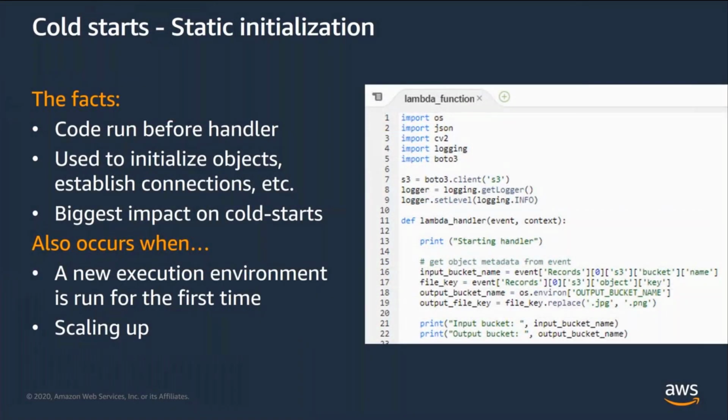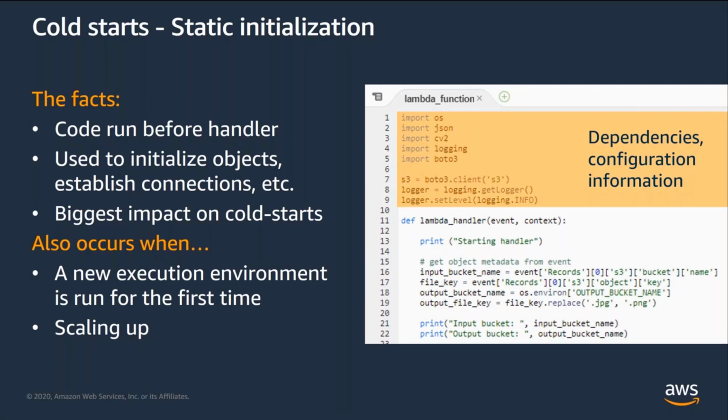So that's the execution environment portion of a cold start. Now let's look at the second component of a cold start that's caused by static initialization, or the init part of your code outside of the handler. The code that runs outside of the handler is frequently used to import dependencies, set up configurations, and initialize connections. This is run before the Lambda function at the initial start of the execution environment.